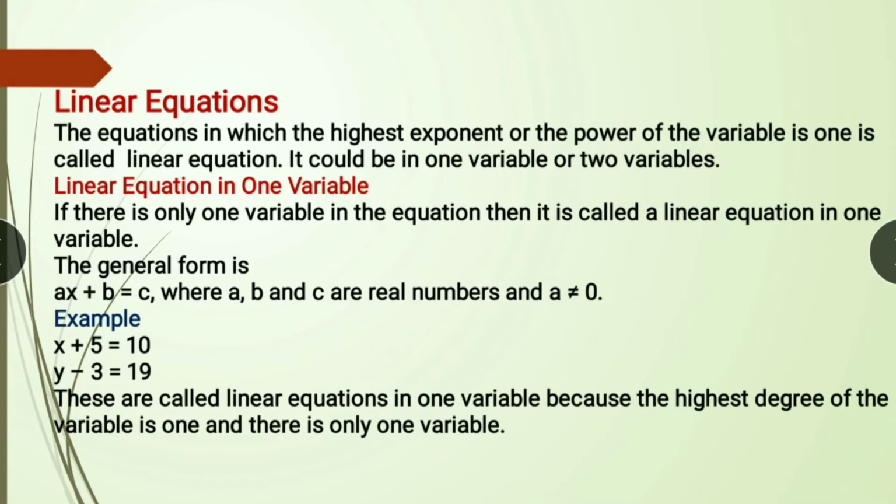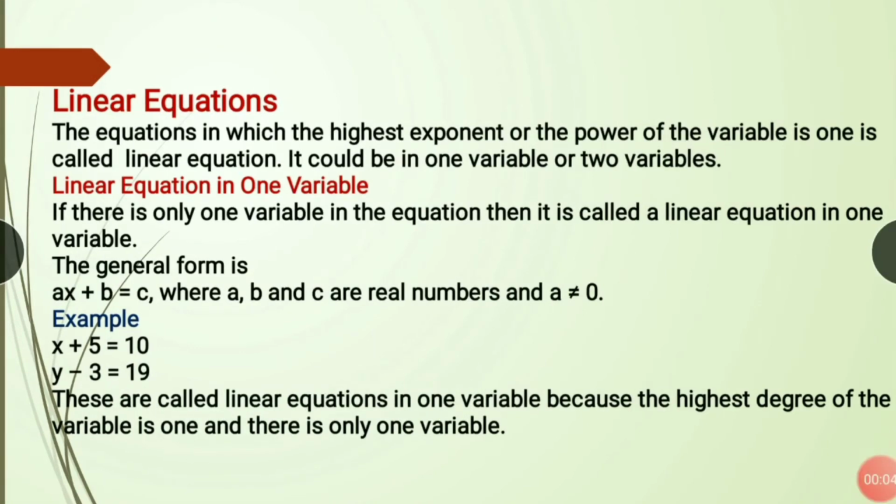Okay, now here we have some linear equations in one variable like x plus 5 is equal to 10. So what is the variable here? x, and the power of this variable is 1. So this is a linear equation in one variable, and here also only one variable is given, y, and the power of y is 1 again. So it is also a linear equation in one variable. Understood? So these are called linear equations in one variable because the highest degree of the variable is 1 and there is only one variable. Here only x is the variable and here only y is the variable. Understood?